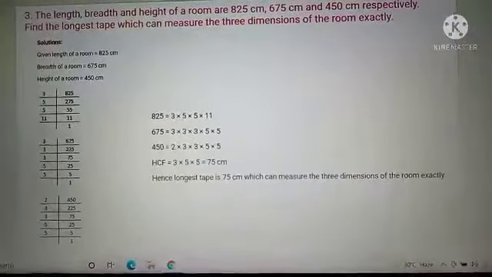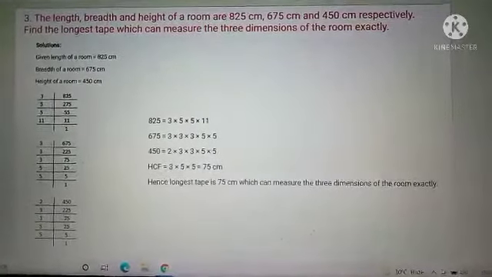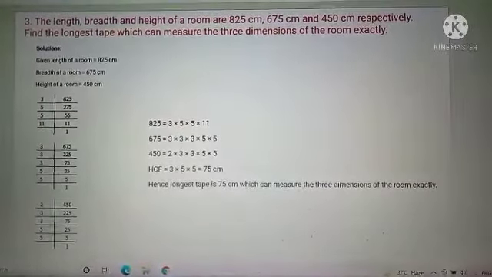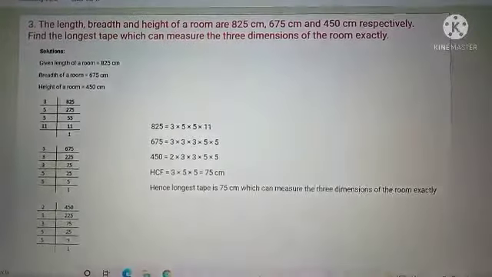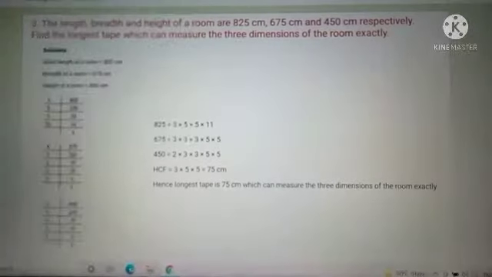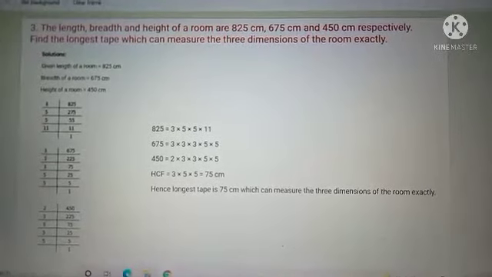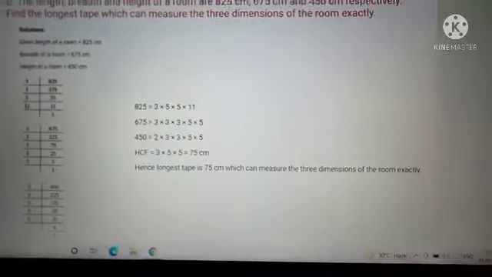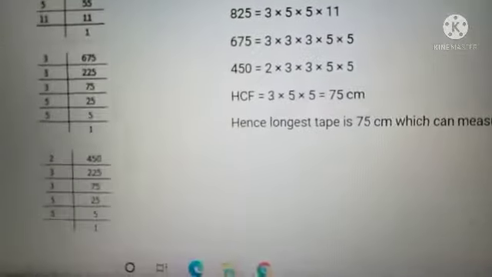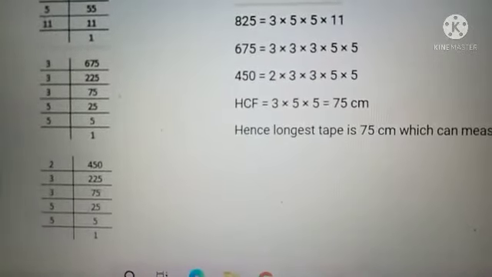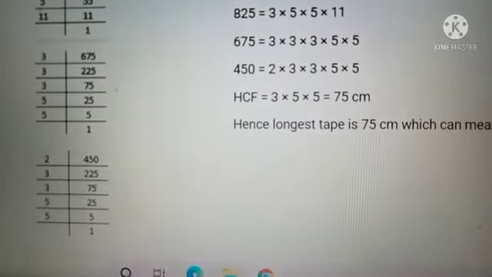825 we factorize and we got 3 into 5 into 5 into 11. 675 we prime factorize, and we got 3 into 3 into 3 into 5 into 5. Then we factorize 450. When we factorize 450, what did we get? 450 is 2 into 3 into 3 into 5 into 5.